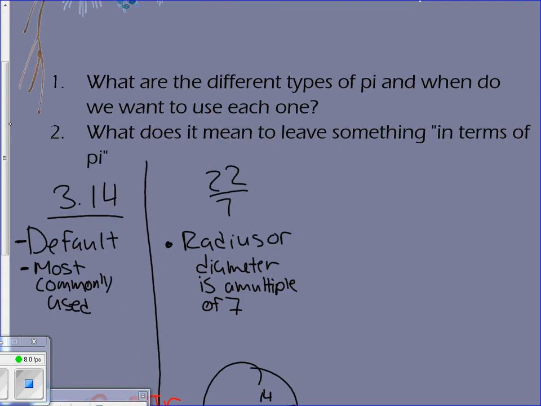Okay, and then the last one it says is just 3. They said to use this either in estimating, because you would round it down, or to use it in a multiple choice question.